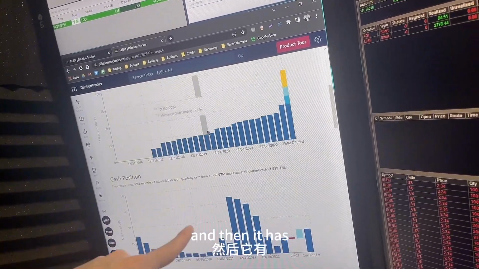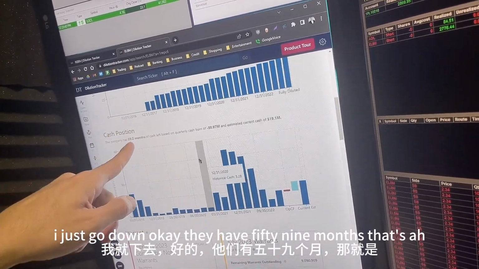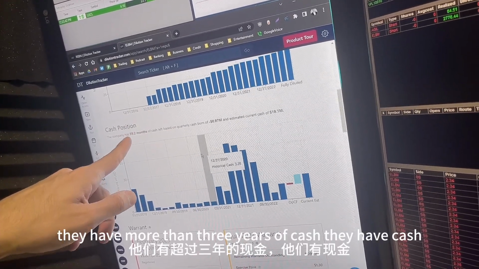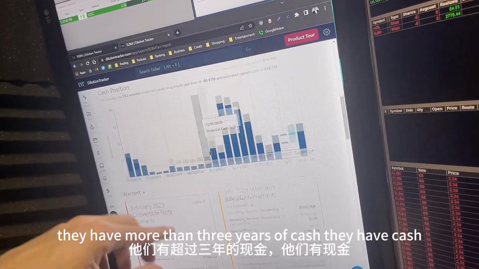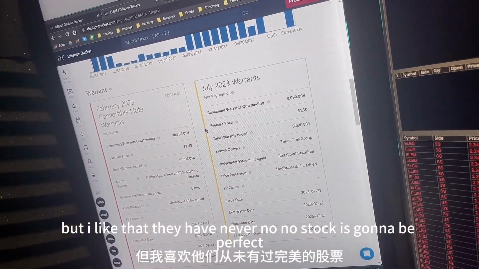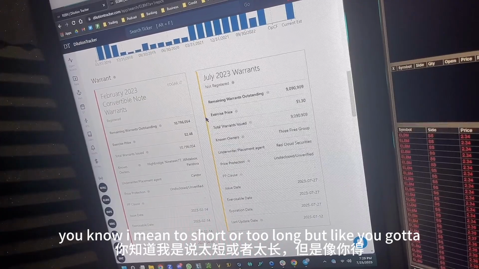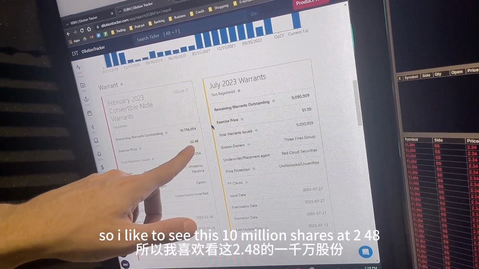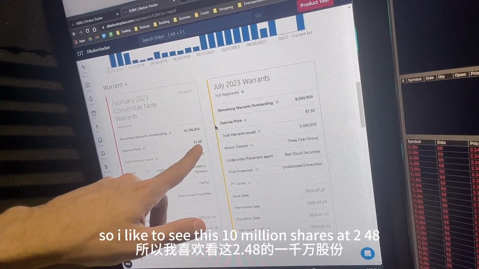And then I just go down. Okay, they have 59 months, remember I said 3 years of cash. So they have more than 3 years of cash. But remember, no stock is going to be perfect, to short or to long. You have to piece the puzzle together. So I like to see this: 10 million shares at 248.